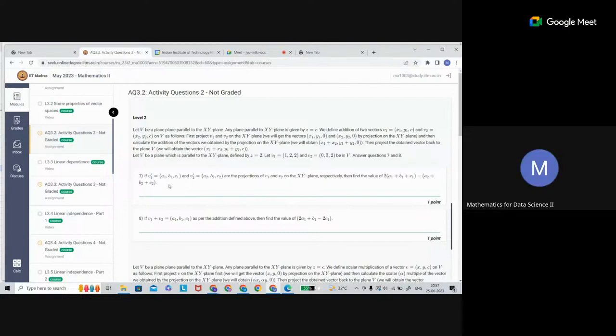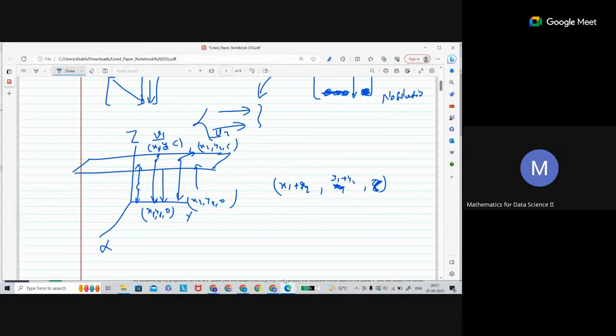V1 prime is a projection of V1. V2 prime is a projection of V2. Here is V1, V2. So what do you mean by that? See, this one is V1. Once we project it, this will become V1 prime. And this one is going to be V2 prime. This is the meaning here. Okay? Yes, sir. Got it.